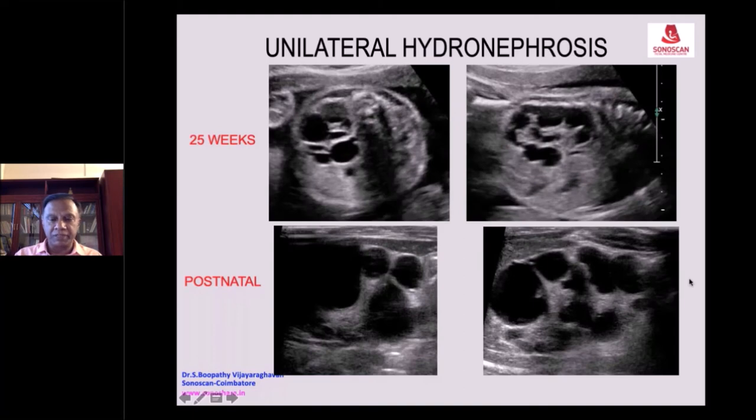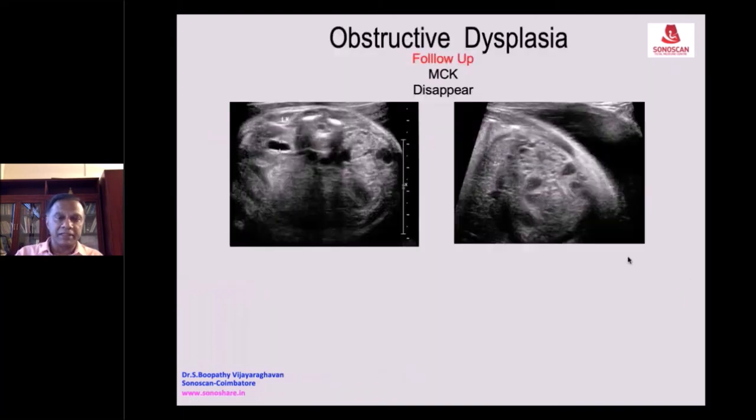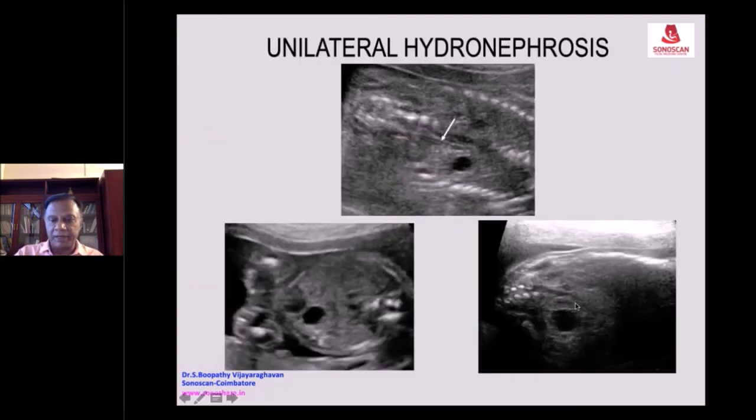So PUJ obstruction with dysplasia may evolve into multicystic dysplasia. Or as seen here, this is a case of dysplasia where there is parenchyma around the cyst, which confirms that there is hydronephrosis of the ectopic presacral kidney due to a PUJ obstruction.